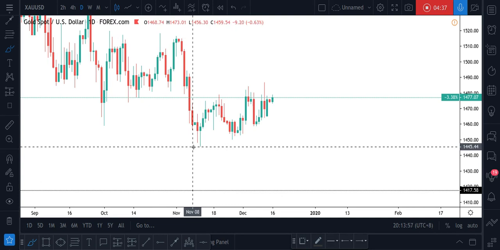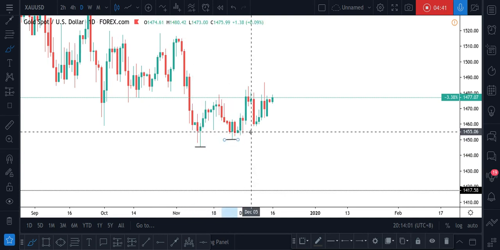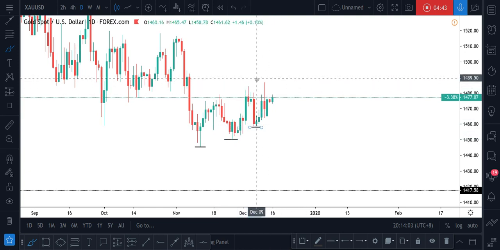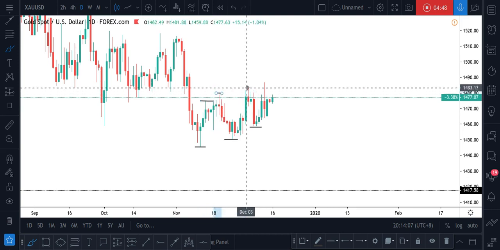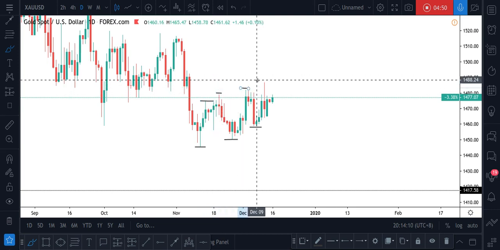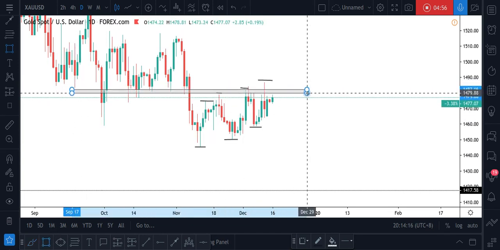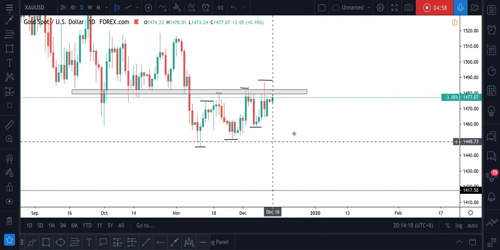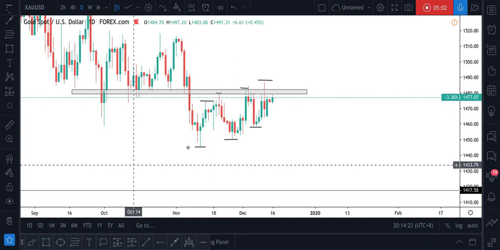Because the market created a low here, then started to create higher lows, another higher low, and then on the top side we have a higher high, another higher high, another higher high, and another higher high. So basically what it is that gold is doing is approaching that previous area, the strong area of resistance and support on the weekly time frame that I showed you earlier.